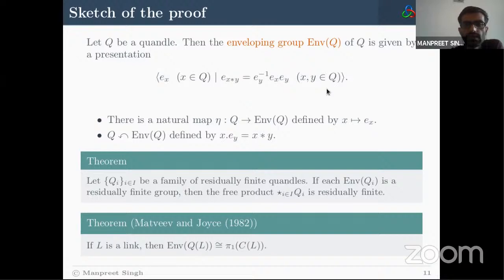given below. Here the generators correspond to the elements of the set of the quandle Q, and we have relations of conjugation. Note that there is a natural map from quandle Q to its enveloping group, and this map is basically a quandle homomorphism if we look at the enveloping group as a conjugation quandle. Moreover, there is a natural right action of the enveloping group on the quandle Q defined like this.